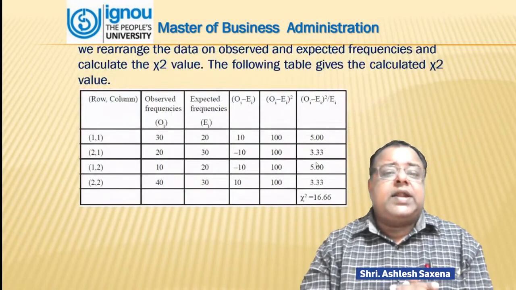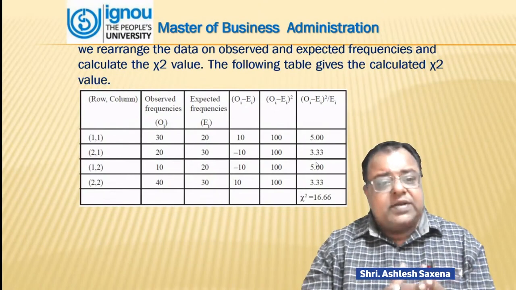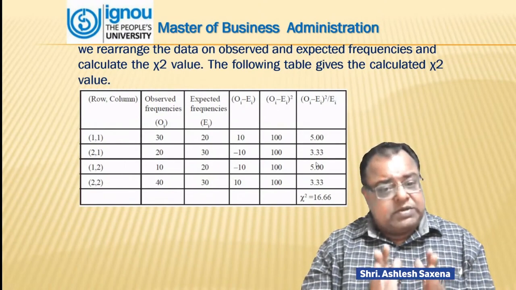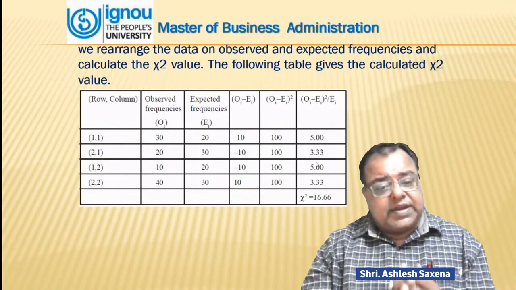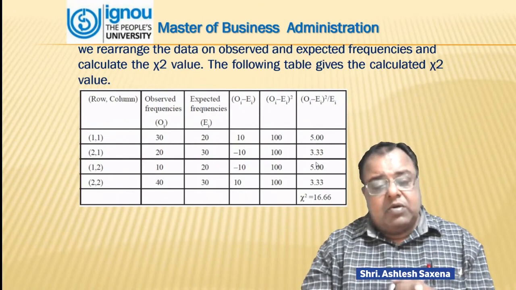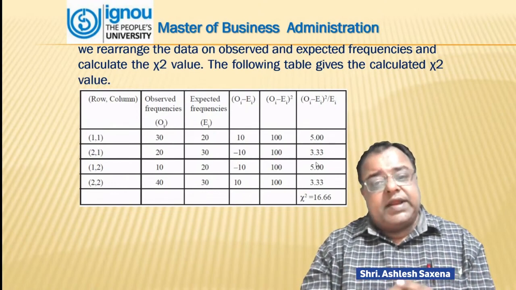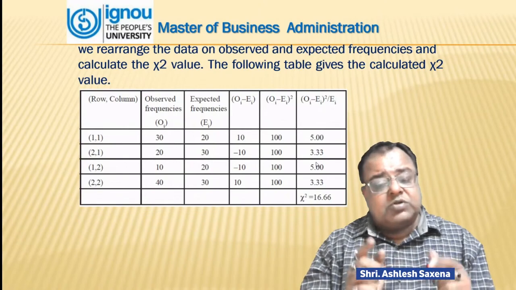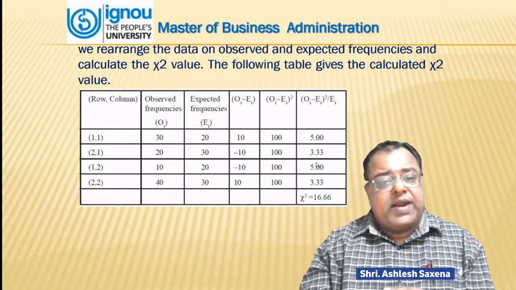Now, we arrange the data on observed and expected frequencies and calculate chi square. The following table is calculated accordingly. For row 1, observed frequency was 30, expected frequency was 20. For row 2, 1, it was 20 and 30. For 1, 2, it is 10 and 20. And for 2, 2, it is 40 and 30. After this, our next step is to calculate OI minus EI. Values are calculated. After that, OI minus EI whole square, and the last one is OI minus EI whole square divided by EI. When we are adding up, we are getting chi square equal to 16.66.